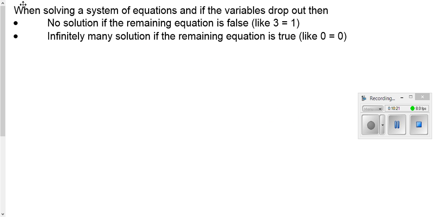Now, if you were doing that and all your variables dropped out and you ended up with a true statement like 3 equals 3 or 0 equals 0, that really means there's infinitely many solutions and they're both the same line. So they're dependent.